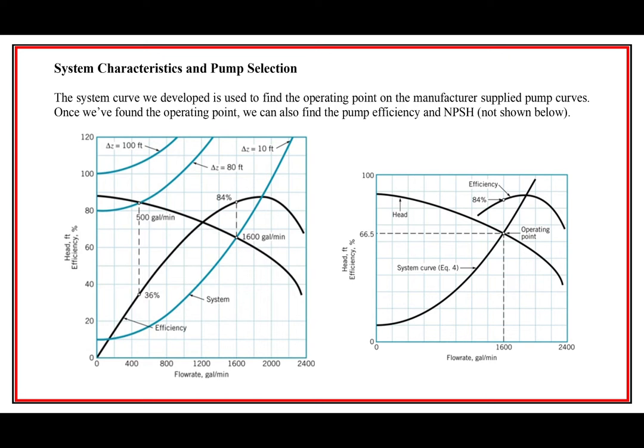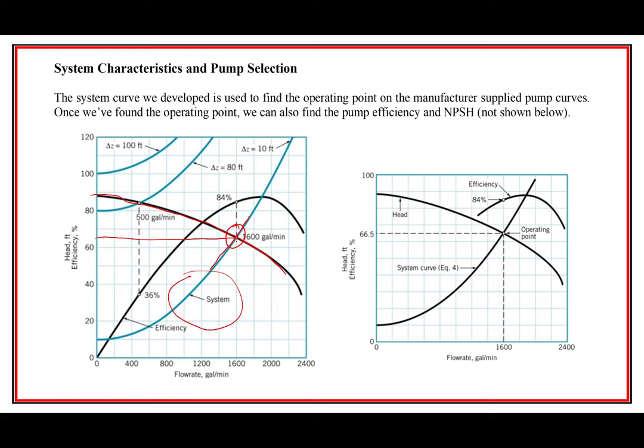Continuing on with class 24, we want to introduce the idea of system characteristics and the pump selection. So we were dealing with centrifugal pumps and pump curves, and now let's see how they're going to interact with our system design. The curve that we've previously developed, we could use to find an operating point. As drawn on here, we have a system curve right here, and here is the head curve.